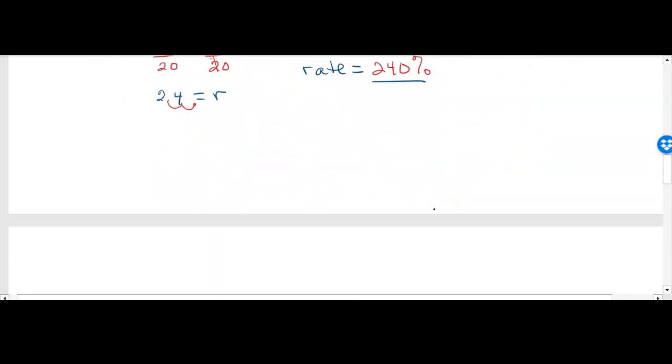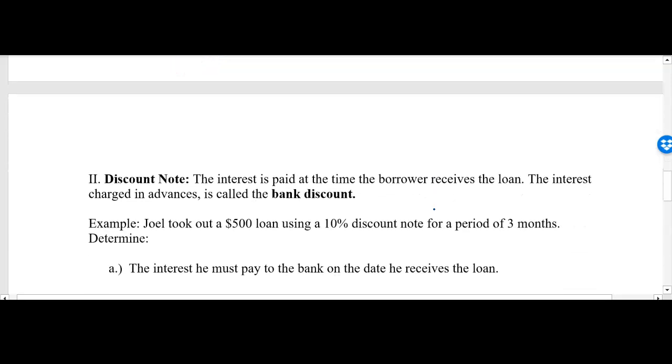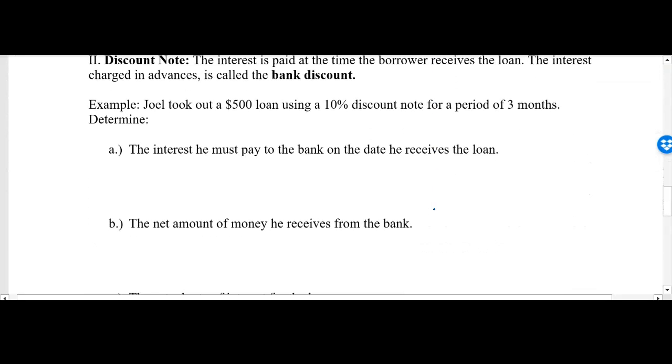One last problem. These are kind of quick because simple interest is a basic form of interest and the formula is pretty basic. But let's talk about a discount note. Now, nothing's changing as far as our formula goes. But what happens is the interest is paid at the time the borrower receives the loan. The interest charges in advance, and we call that a bank discount. Let me show you how it works.